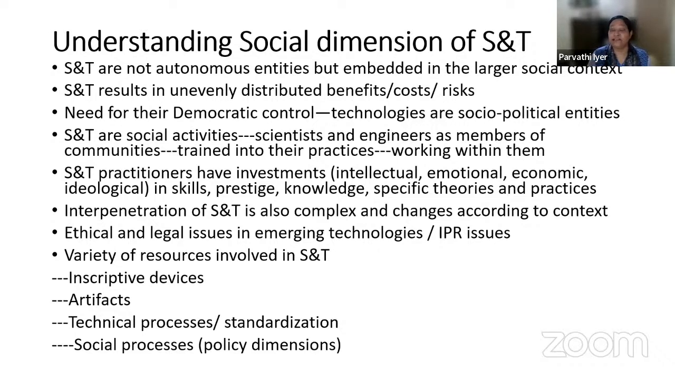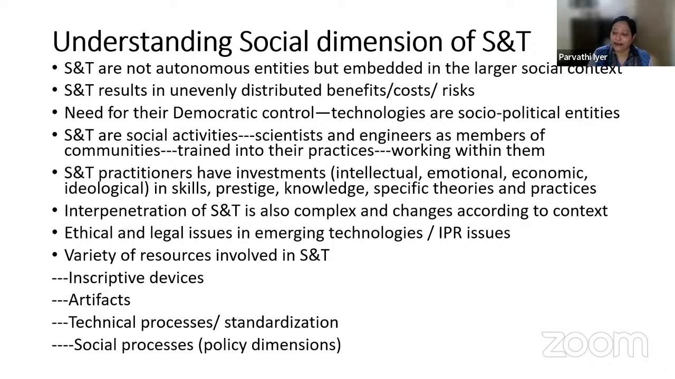For instance, dams signal development, they signal growth and so on. But in a sense, they also lead to displacement. There are any number of examples. So science and technology do not uniformly impact all individuals in a similar manner. And that's why understanding the social dimension of S&T is very important.